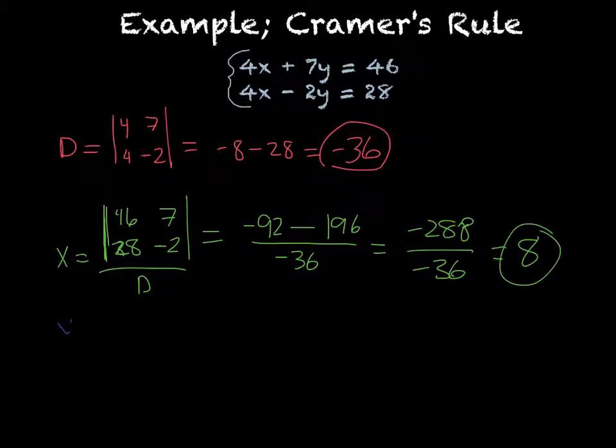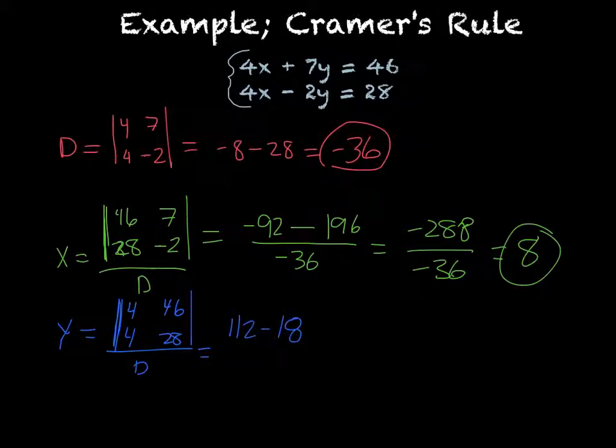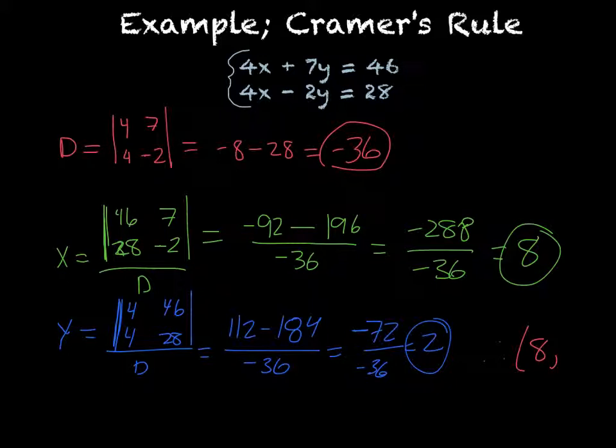And now I need to find my y. My y is going to be similar, except I'm going to replace my y column instead of my x column. So I'm going to have 4 and 4 still, and my 46 and 28 will replace my y coefficients, divided by D. I take 4 times 28, which gives me 112, minus 4 times 46, which gives me 184, divided by negative 36. 112 minus 184 is negative 72, divided by negative 36, so that is 2. Once I have my x and my y, my final answer is written as a point, 8, 2, just like it always has been. And that's Cramer's rule.